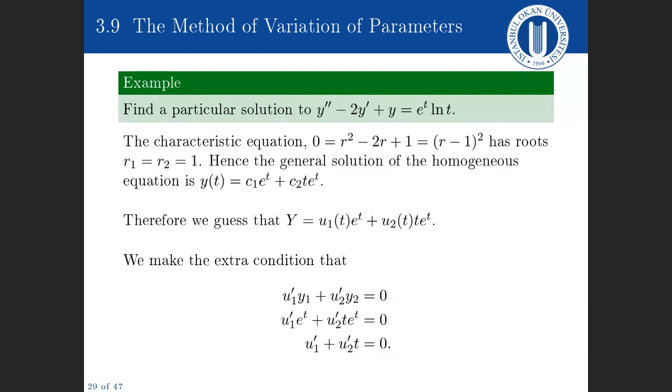And then we make the extra condition. And as I said on a previous slide, the extra condition is always the same. It's always u1 prime y1 plus u2 prime y2 is equal to 0. And for this particular example, because y1 is e to the power t, and y2 is t e to the power t, the extra condition that we're going to be using is that u1 prime plus u2 prime t is equal to 0.